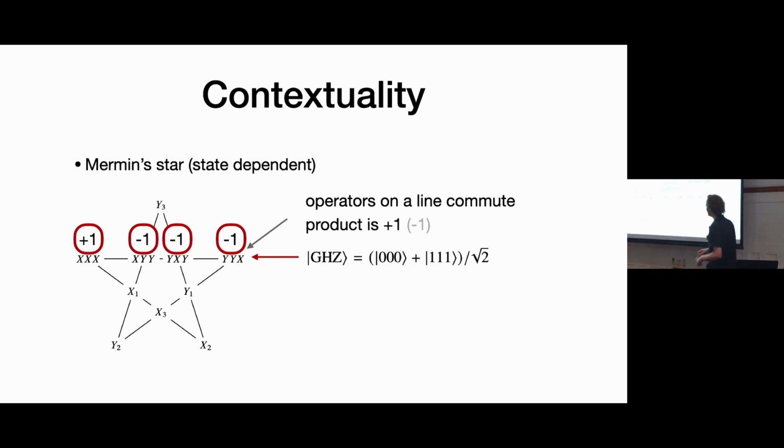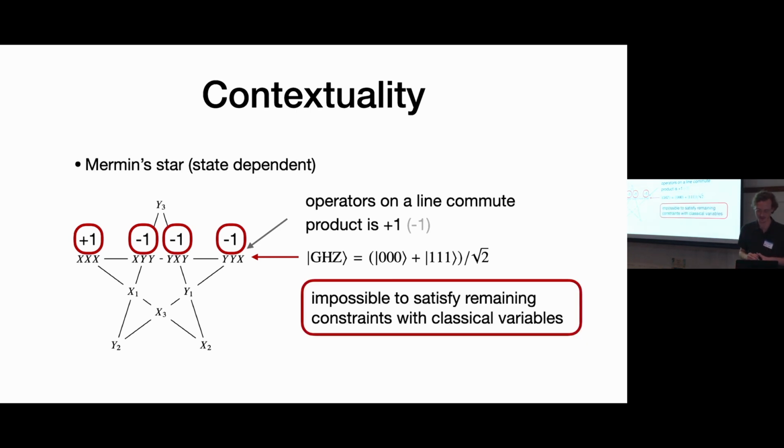And okay, so given that you have this state, these measurement outcomes are already fixed. And then you can look at whether there could be hidden variables that describe the rest of the measurement outcomes. And essentially, it turns out that it's impossible to satisfy these remaining constraints, that on every other row, you have to be plus 1.